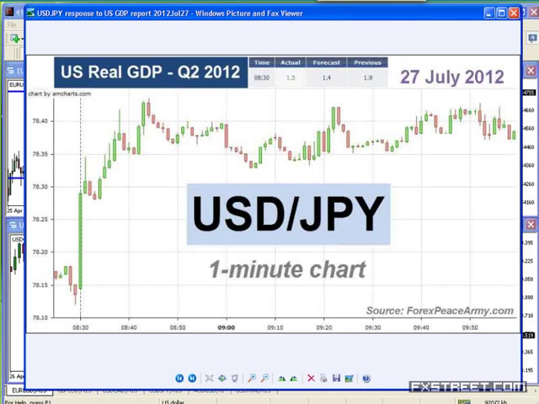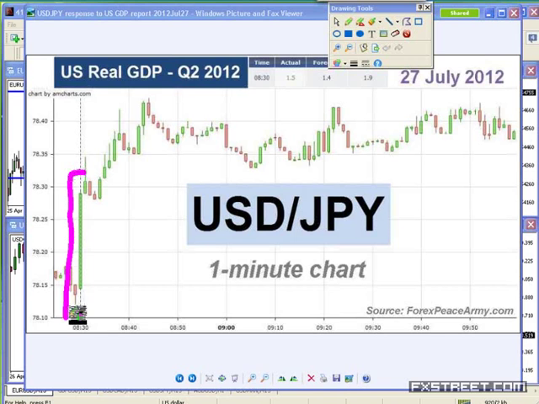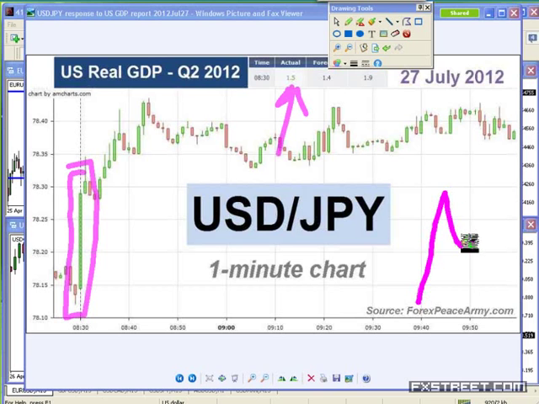But you did see back in July on that US GDP report, the dollar-yen spike higher on a slightly better than expected estimate of 1.5% growth. But this is a 1 minute chart. Notice how there was really no feasible way to get into that trade. It spiked higher. What we like to see is something like this: rise, pullback, extension. But there was no pullback there. It made its way higher by some 25, 30 pips.